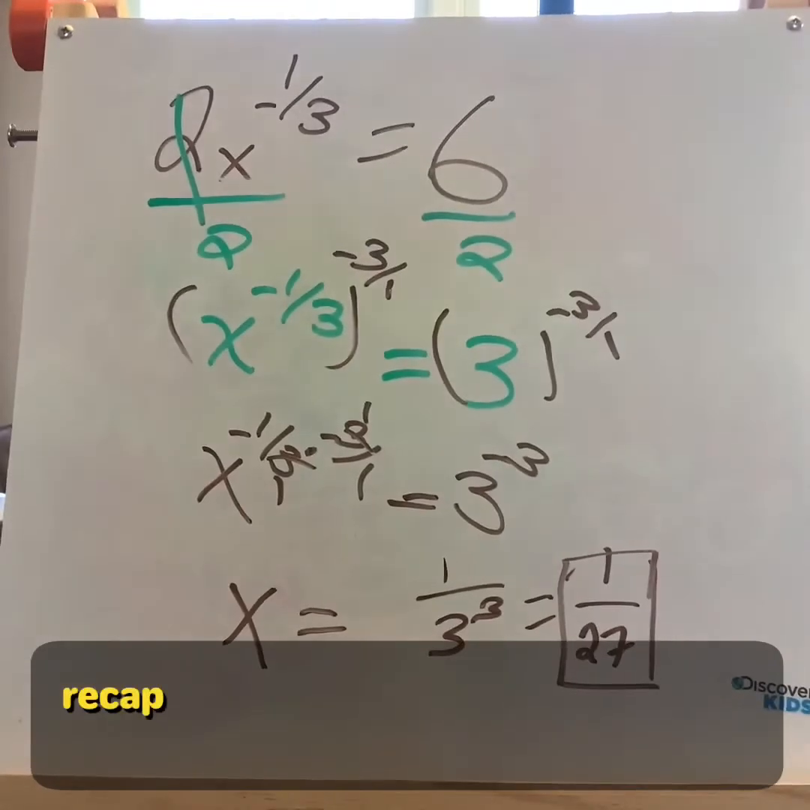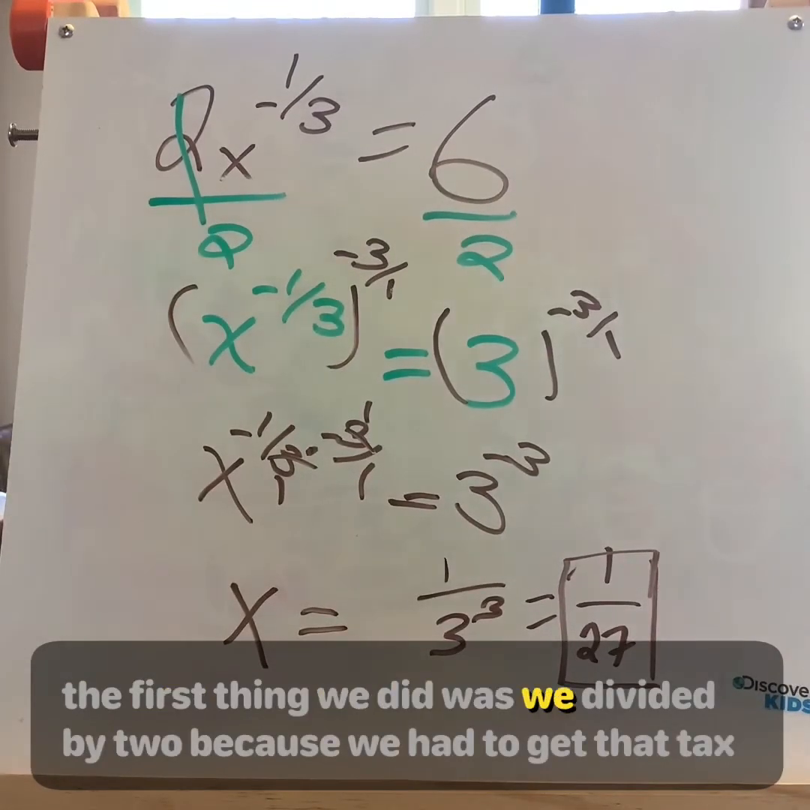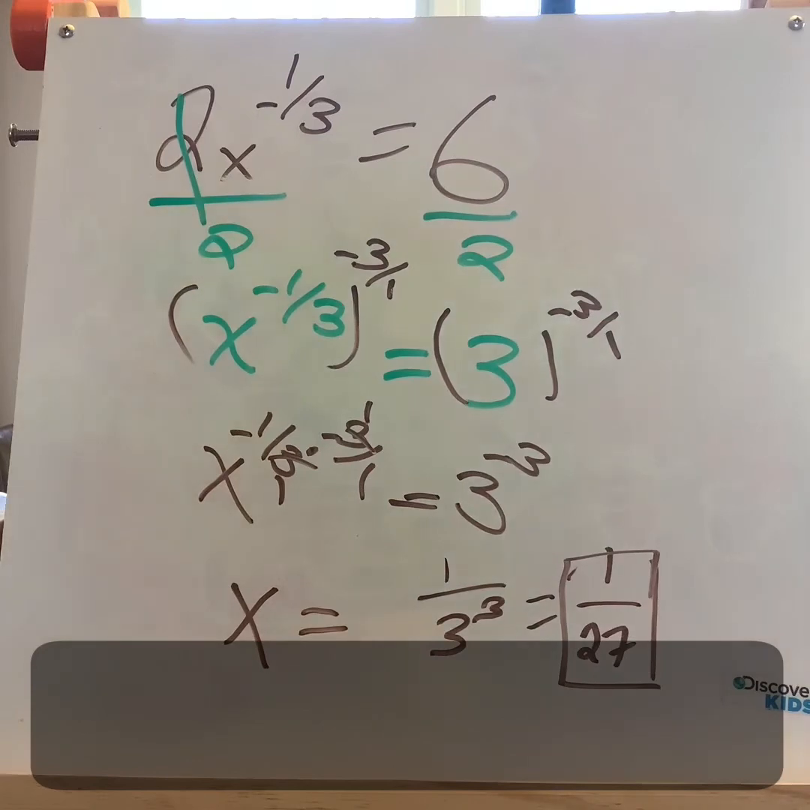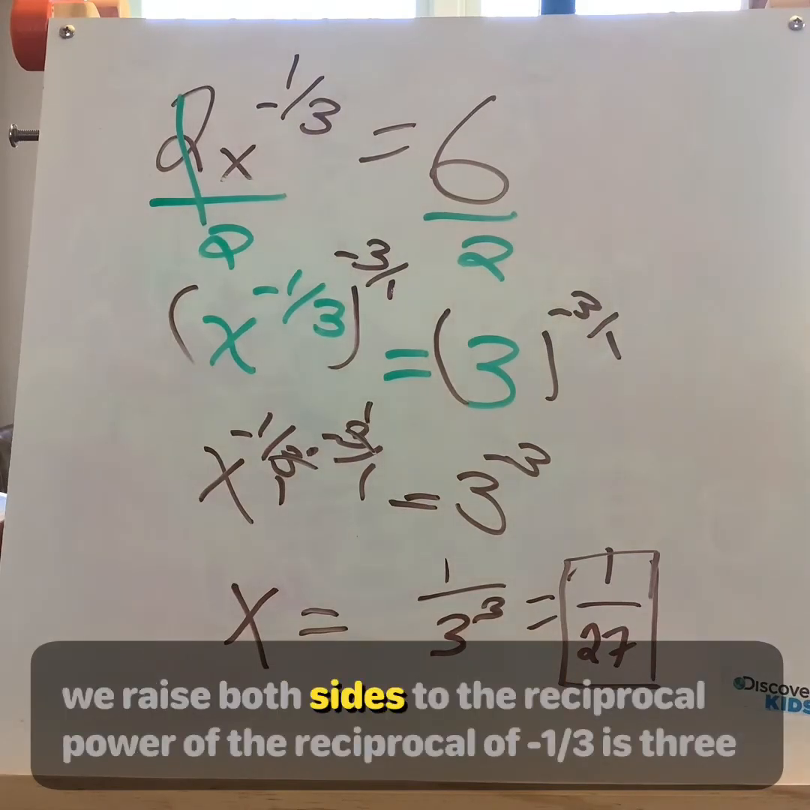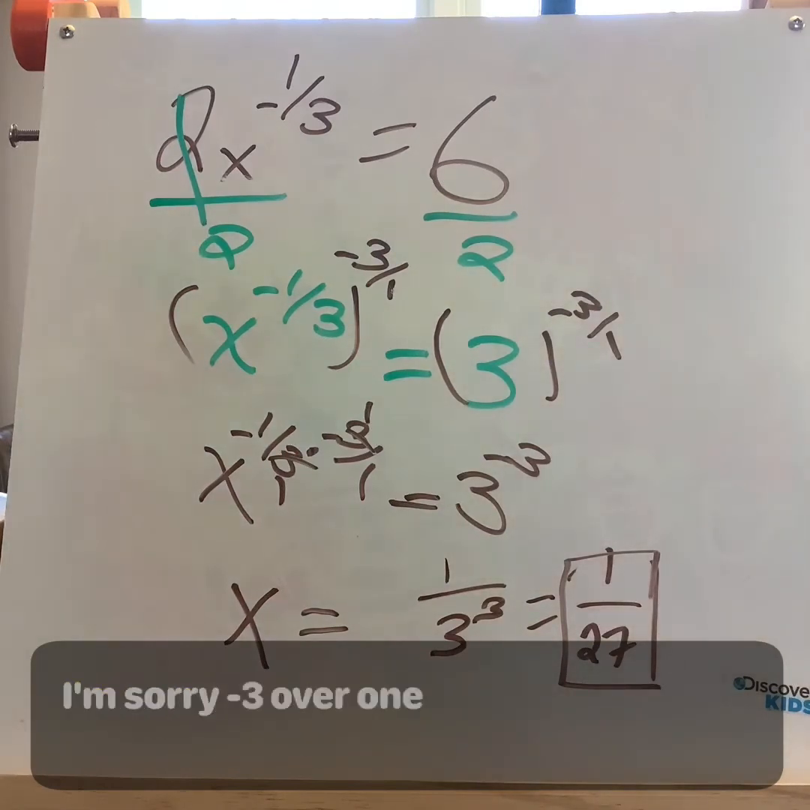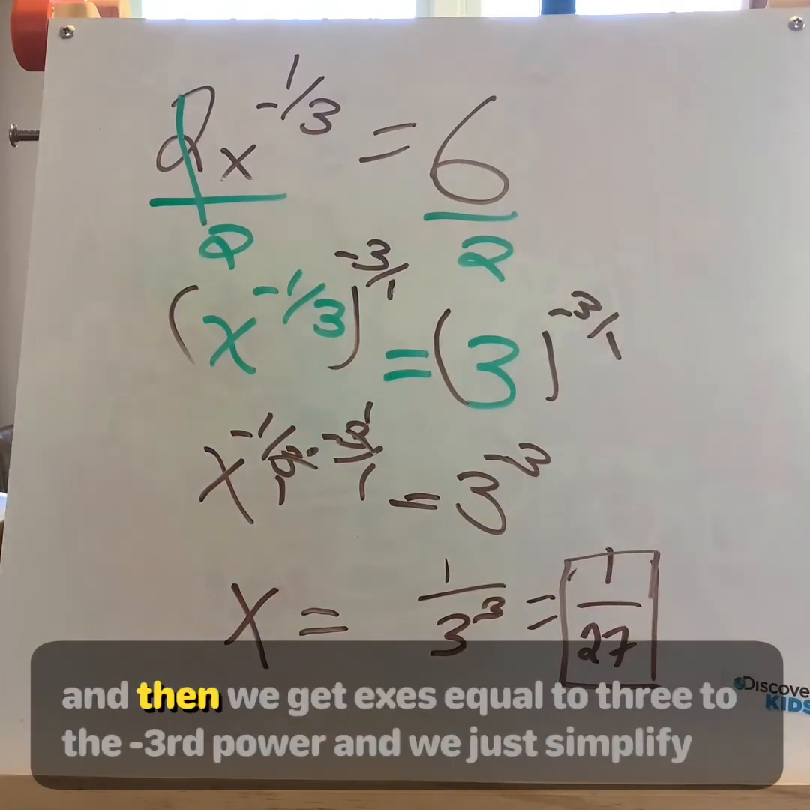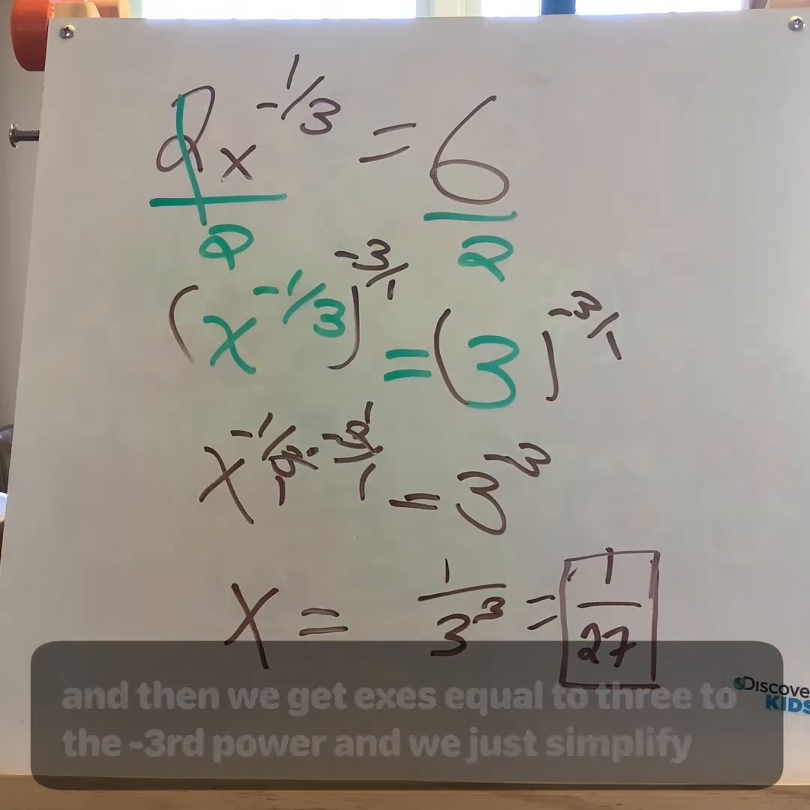So to recap, the first thing we did was we divided by 2 because we had to get that x by itself. Okay, so we get x to the negative 1/3 equals 3. We raise both sides to the reciprocal power, and the reciprocal of negative 1/3 is, I'm sorry, negative 3 over 1. And then we get x is equal to 3 to the negative 3rd power, and we just simplify that, okay?